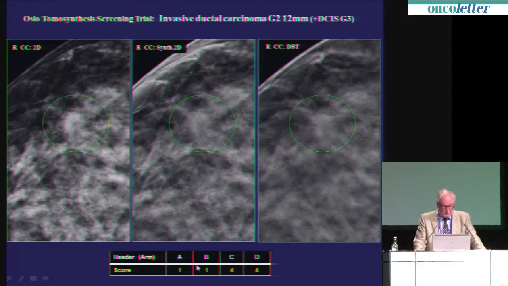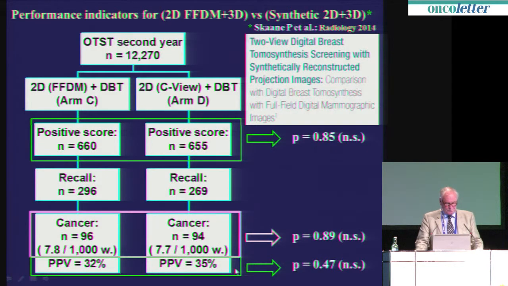And you can see at the bottom the scores of the 4 independent readers in the Oslo trial. The cancer was missed by both readers having only 2D. It was picked up on our 5-point rating scale by both readers having 2D plus tomosynthesis. So what were the main findings in this publication? And I think this is very important.